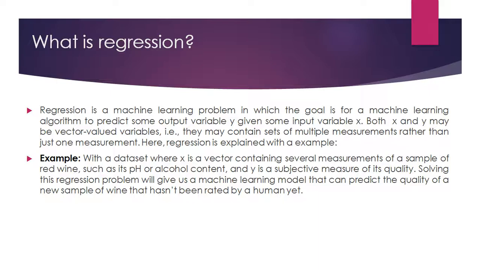We train our machine with some previous training set, and when the machine is trained and an unseen pattern comes, what is the prediction for this unseen pattern? It can be yes or no, or whether the red wine is good or bad. So as the line said, it can predict the quality of a new sample of wine that has not been rated by a human yet.